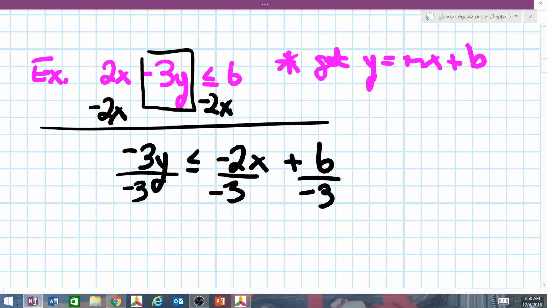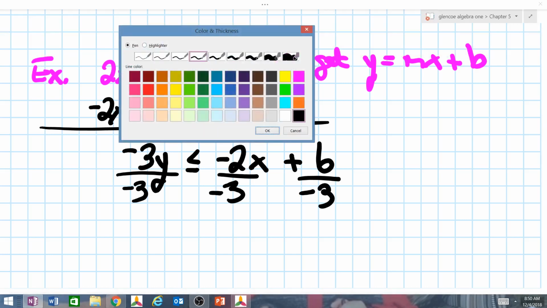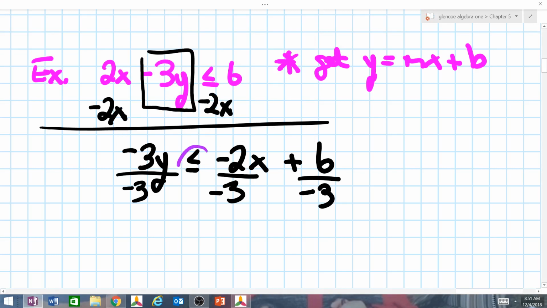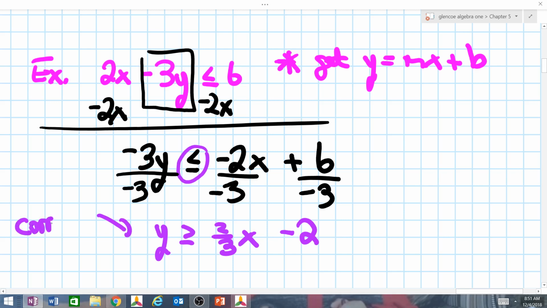Okay. Let's remember something that I told you at the very, very beginning of this chapter, and that was when you multiply or divide both sides of an inequality by a negative number, you must remember to flip the inequality symbol. So this is going to become y is greater than or equal to 2/3 x minus 2. You have to get it in the correct form. Now you can graph it and shade it.